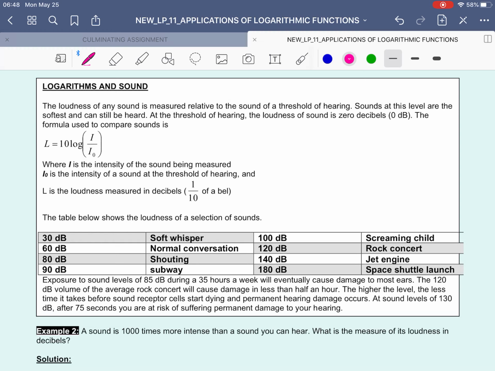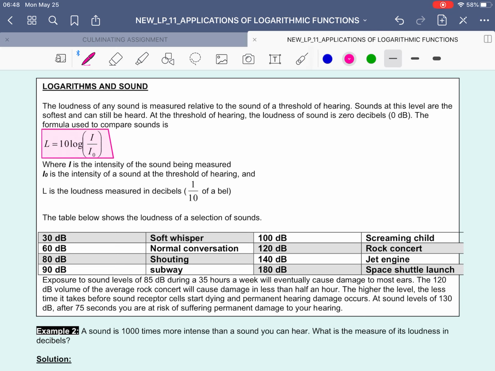The loudness of any sound is measured relative to the sound of a threshold of hearing. The sounds at this level are softest and can still be heard, and the formula that we use for loudness is L equals 10 log of I over I0. It's a formula very similar to the magnitude, but we also have a coefficient of 10 in front of it. I is the intensity of the sound being measured. I0 is the intensity of the sound at the threshold of hearing.